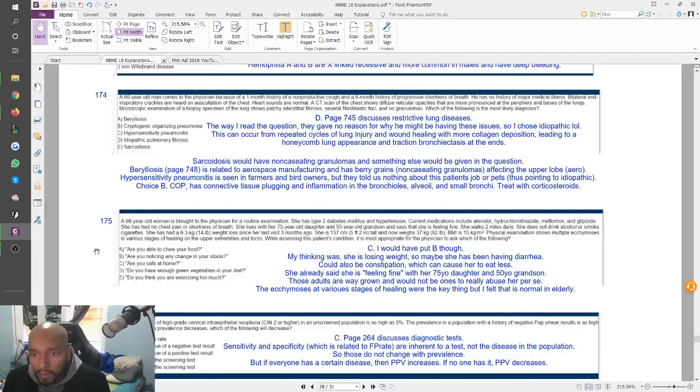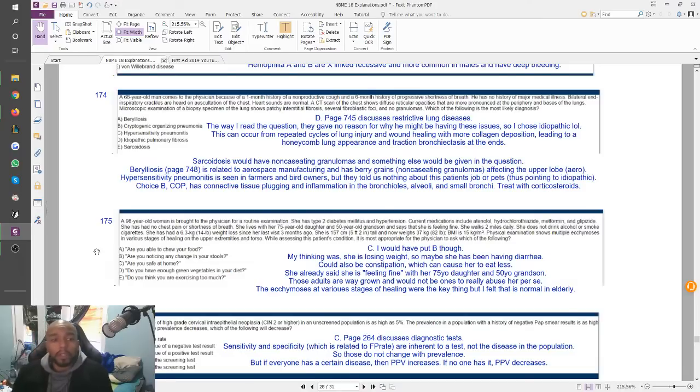And the physical exam shows multiple ecchymoses in various stages of healing on the upper extremities and torso, which is also pretty concerning. While assessing this patient's condition, it is most appropriate for the physician to ask which of the following. And all of these are fine questions to ask, but the most important question, not even just most appropriate, the most important question to ask her was, are you safe at home? Right? Because elder abuse is a thing.